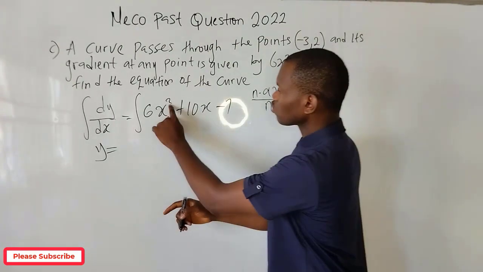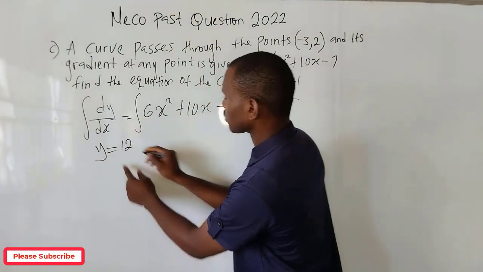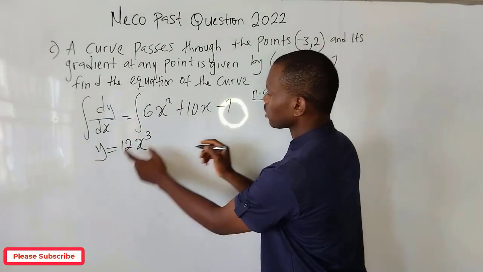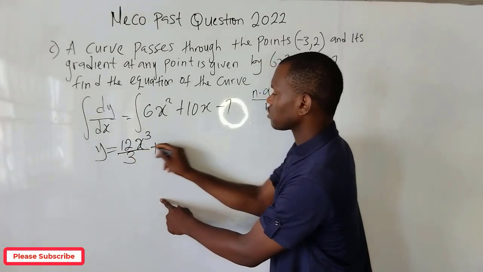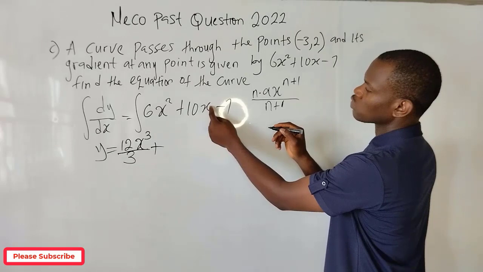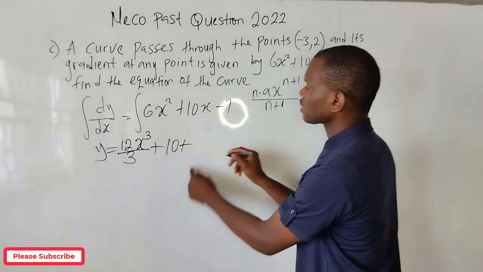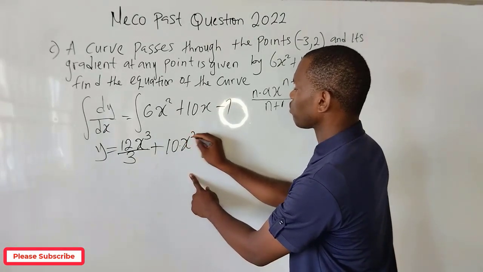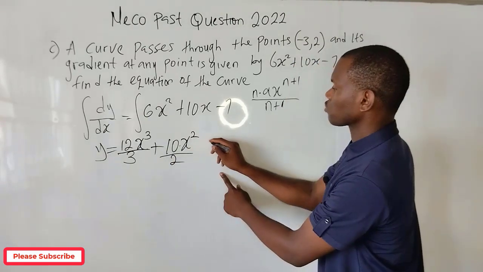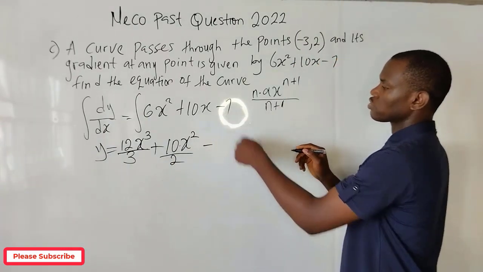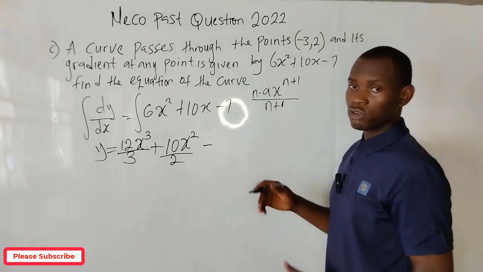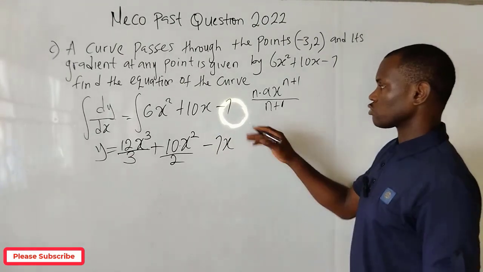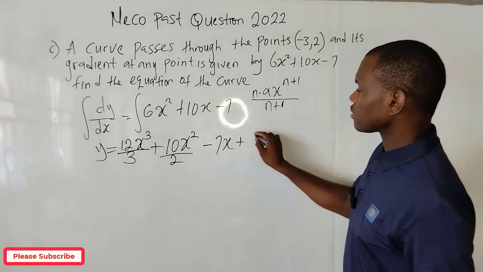Let's do that here. 2 will add 1, I'll have 3, and it will come down as my denominator, and the 6 becomes 6 over 3. Same thing here. The power of x here is 1, so 1 plus 1 will give me 2, and I'll have 10x raised to power 2 over 2. Minus, integrate a constant, you have the variable of that function. So if I integrate 7, I will have x attached to it. Then we'll add our constant.